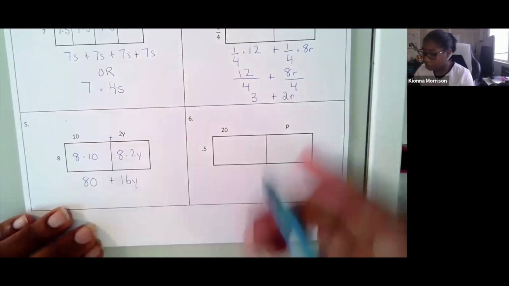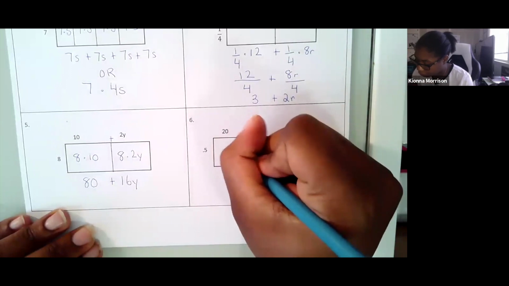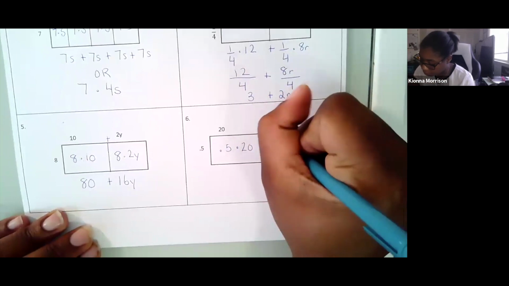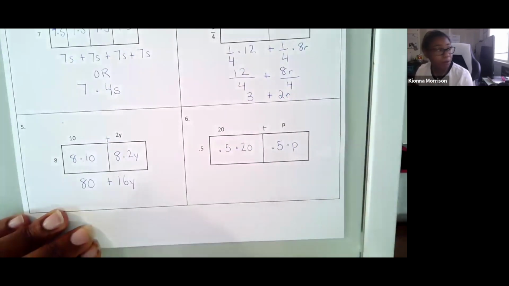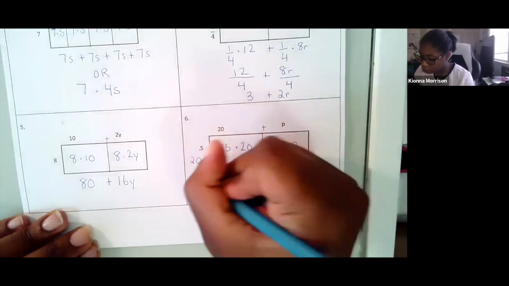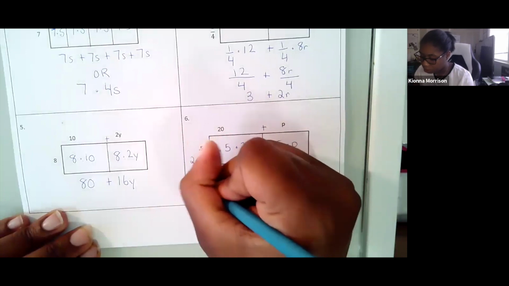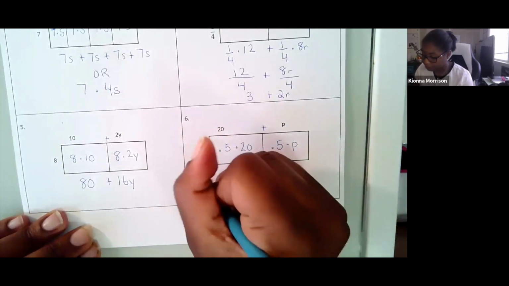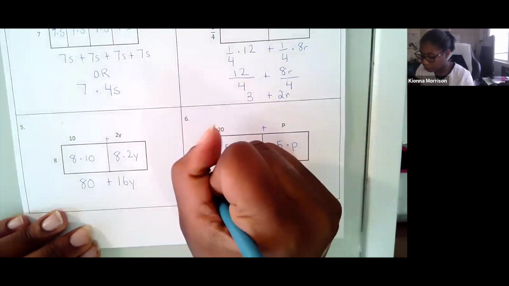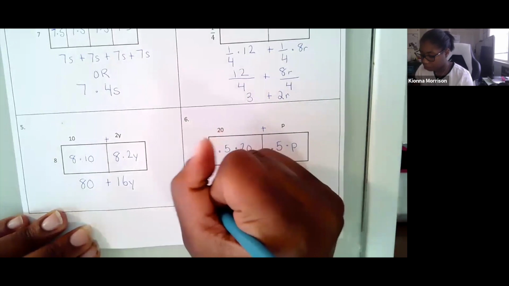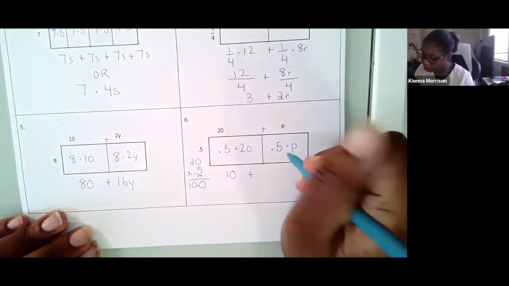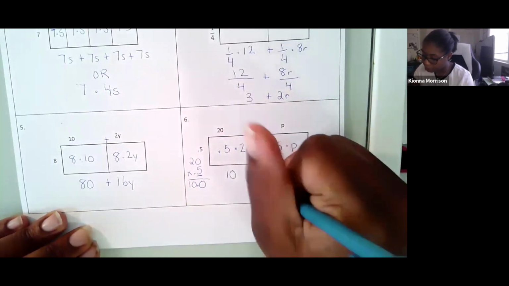And our last one, we have 5/10 times 20 plus 5/10 times p. You might need to do some multiplication on the side. So I'm going to have 20 times 5/10. 5 times 0 is 0. 5 times 2 is 10. I have one spot after my decimal point. So I get 10 plus 0.5 times p, or 5/10 p.